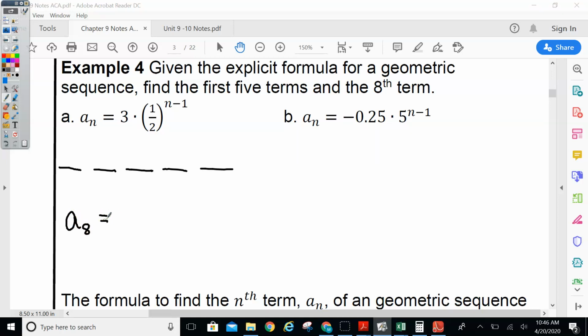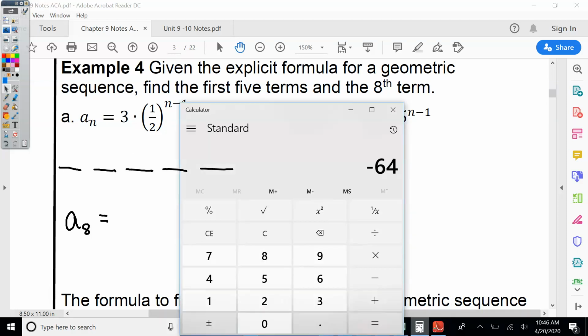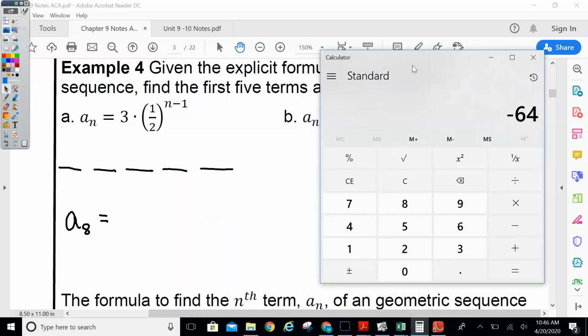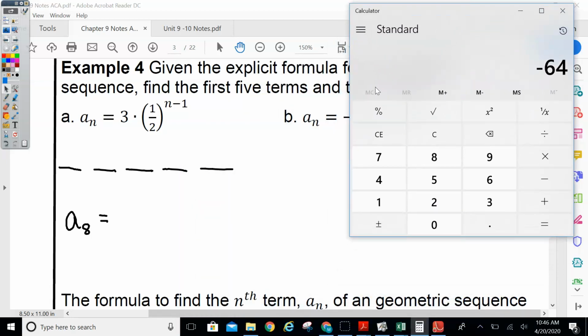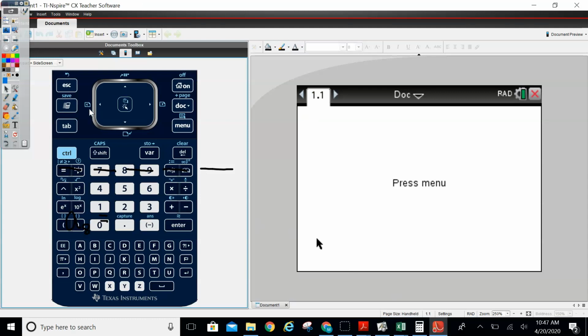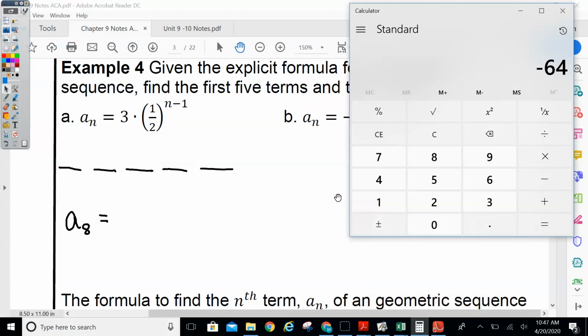This is where it's helpful to have a graphing calculator instead of your phone or your computer calculator. I'll show you how to do it in the computer calculator. But again, you are going to want that Inspire calculator or the 84 to do some of these computations.